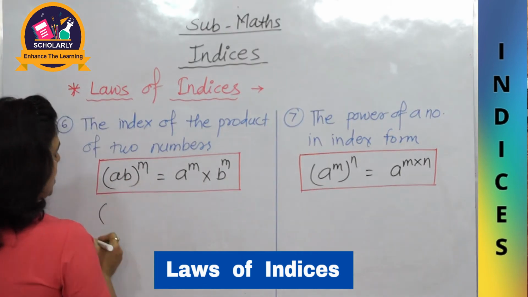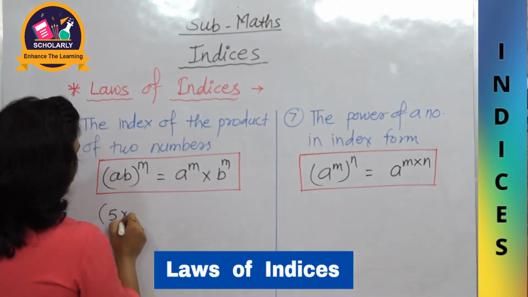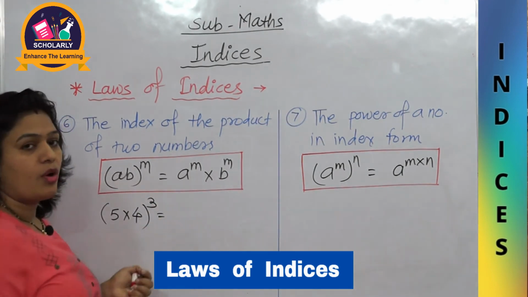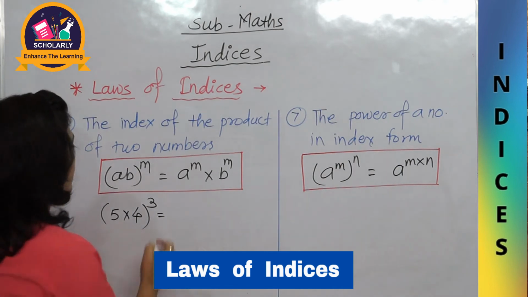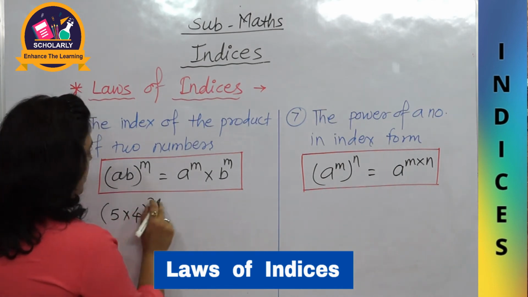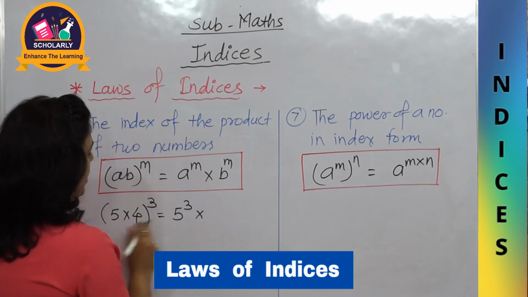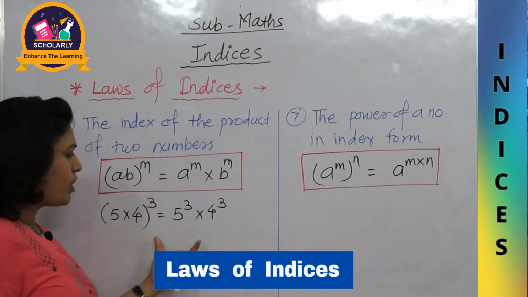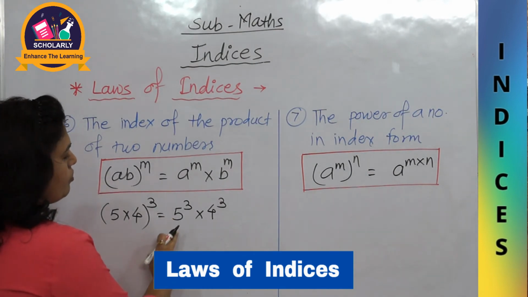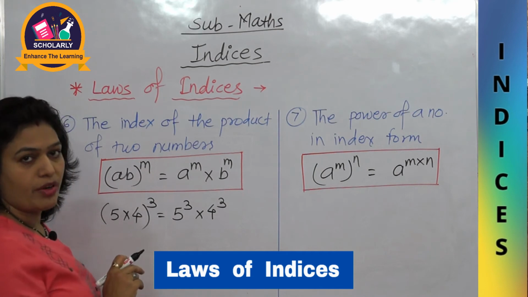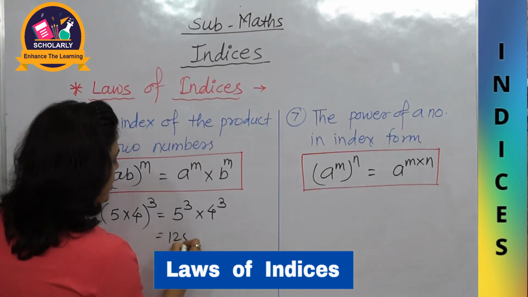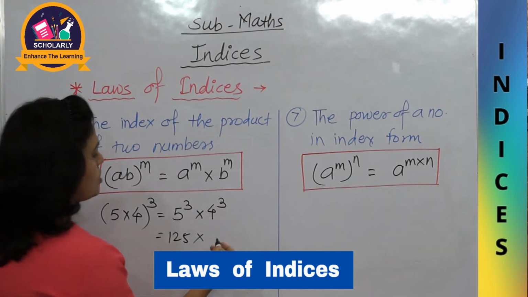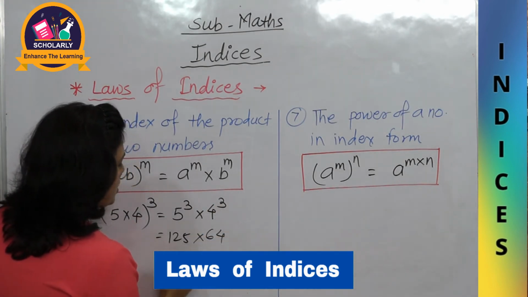Let's see one example. Suppose two numbers are given in bracket like this: 5 into 4 bracket raised to 3. Then how can we simplify this example? We can simply write here 5 raised to 3 multiplied by 4 raised to 3, and then we can calculate the value of this example. So 5 raised to 3, 5 5s are 25, 25 5s are 125, multiplied by 4 raised to 3, 4 4s are 16, 16 4s are 64, and then calculate these two numbers.